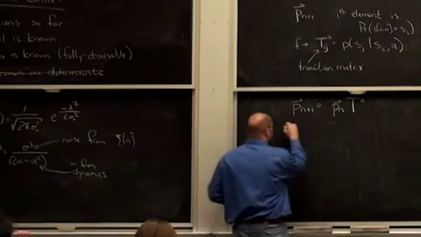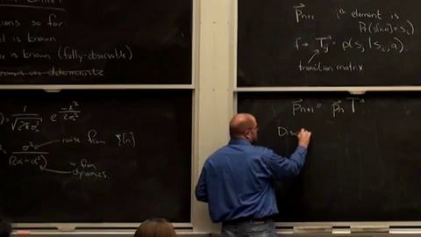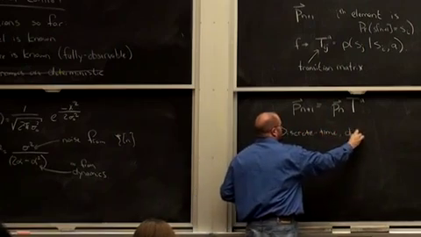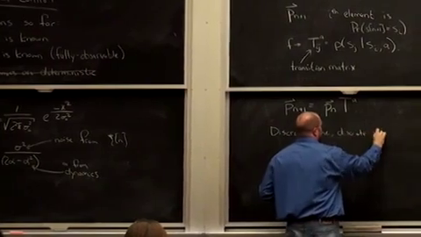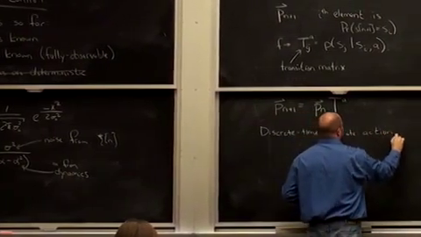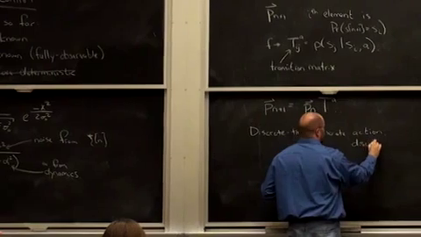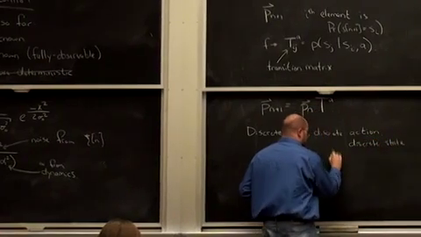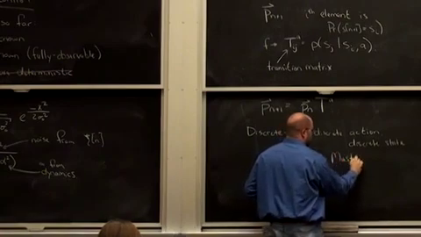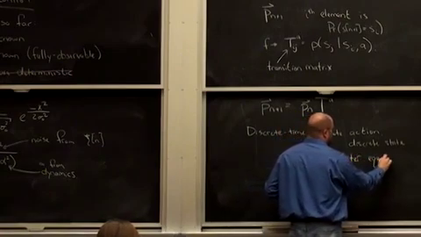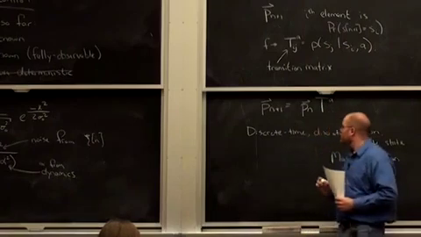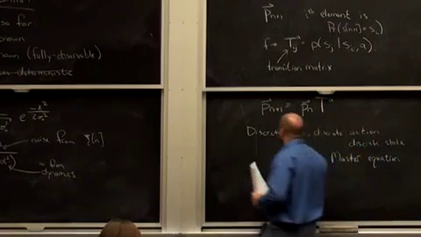So this is the discrete time, discrete action, discrete state master equation. I use it as a column vector.